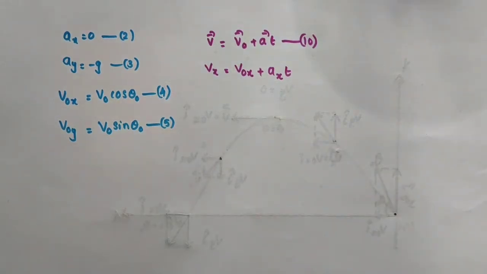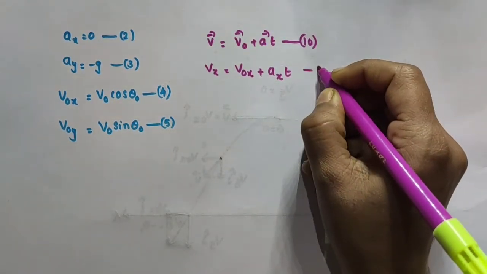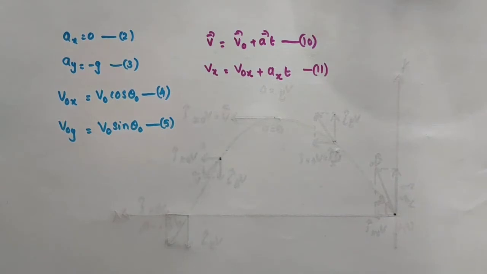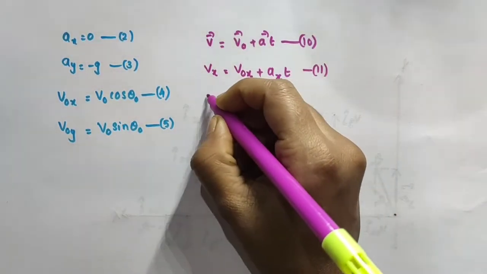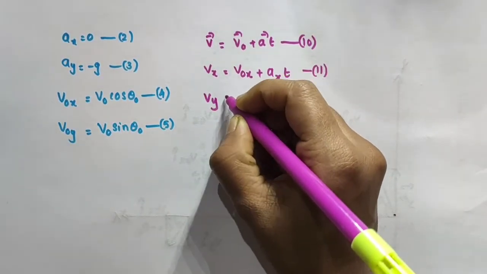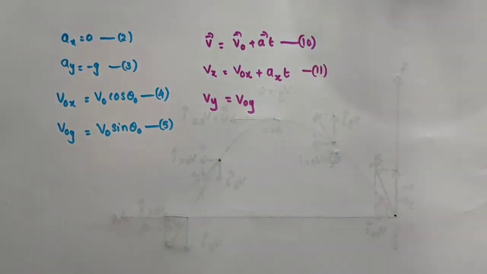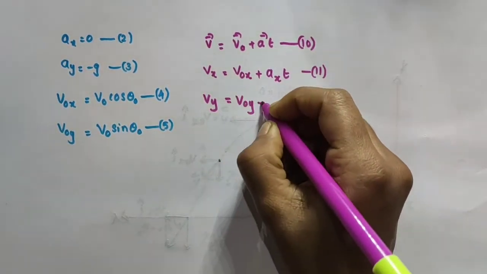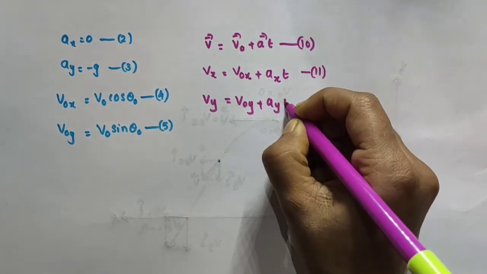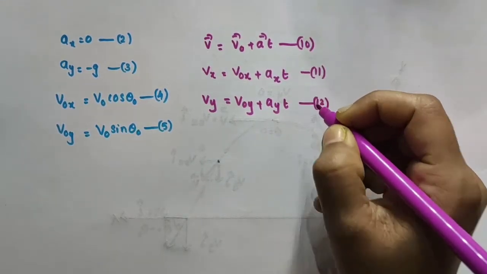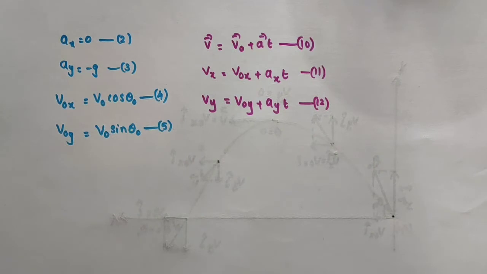Right, I am taking this as equation number 11. Now what about the y component of velocity? The y component of velocity can be written as the y component of the initial velocity plus the y component of the acceleration into t, and I am taking this as equation number 12.